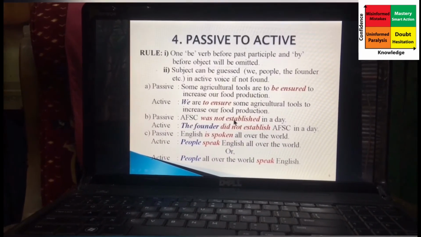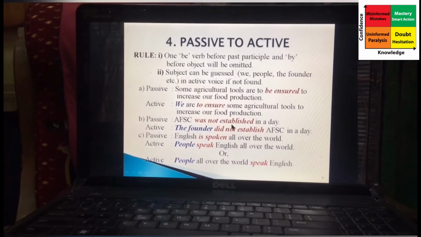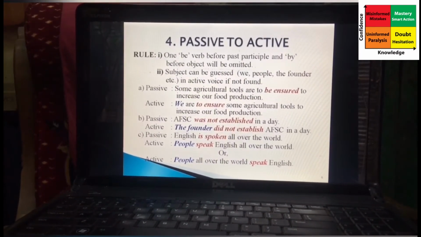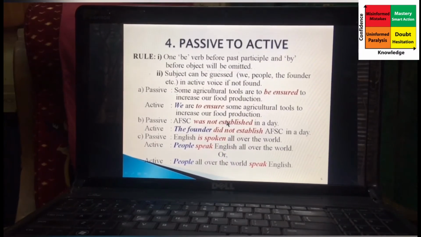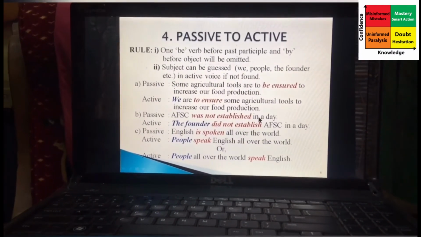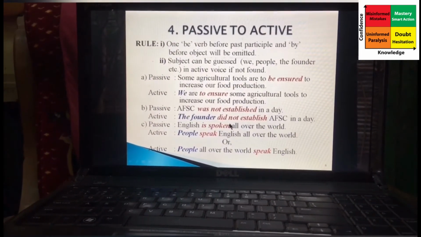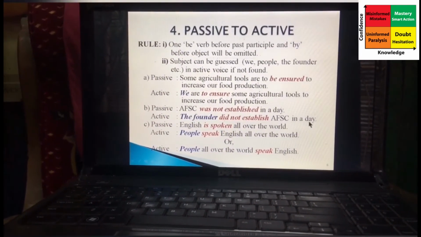And again, AFSC was not established. It is again passive because "was" is a be verb, again with a past participle. "By" is not mandatory. Be plus past participle is the passive. So AFSC was not established in a day. The founder we are not getting here, but who has established? We know of course it will be the founder, so we have to write the founder. And "was not" will be "did not" in active: the founder did not establish AFSC in a day.